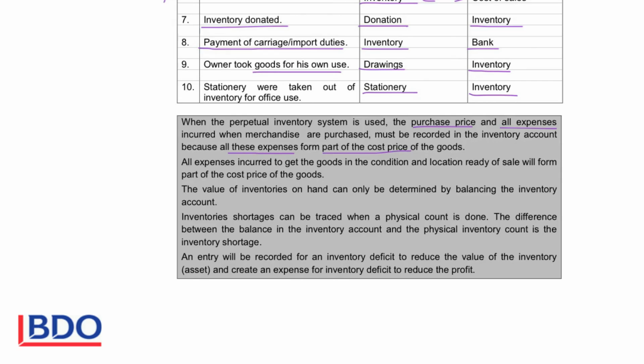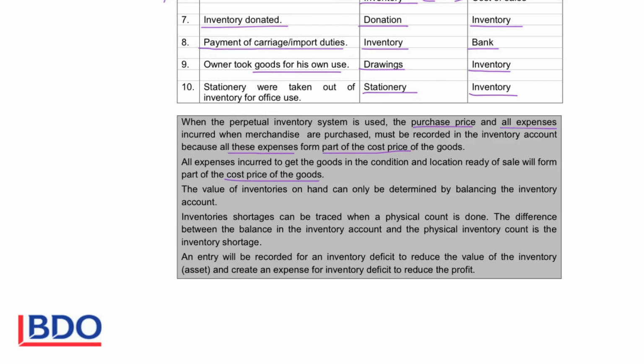All expenses incurred to get the goods in a condition and location ready for sale will be part of the cost of sales. So that import duties that you pay, the carriage on purchases will form part. If you receive the goods and you have to change it so that you will be able to sell it, it will form part of the cost price of the goods.